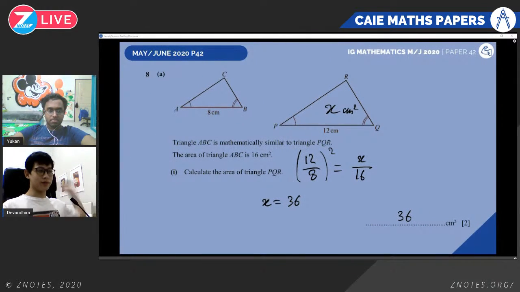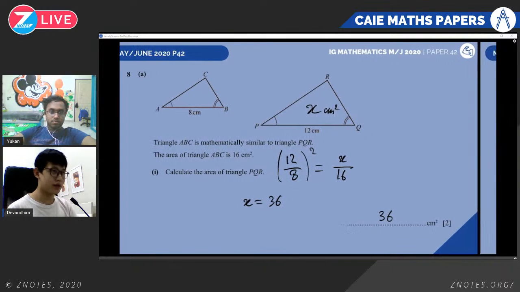You gonna add anything? Yeah, what Devan showed is the easiest way to do it. But also because you have the area and the side length, you can find the height and then find the ratio and then find the height on the other triangle and then calculate the area from there. You would get 36 as well. But that's kind of a lengthy process for a 2 mark question. You should know that the ratios between the heights would be the same as 12 over 8 anyway, so you would square it and then equate it to x over 16. Exactly. All right. So next question.